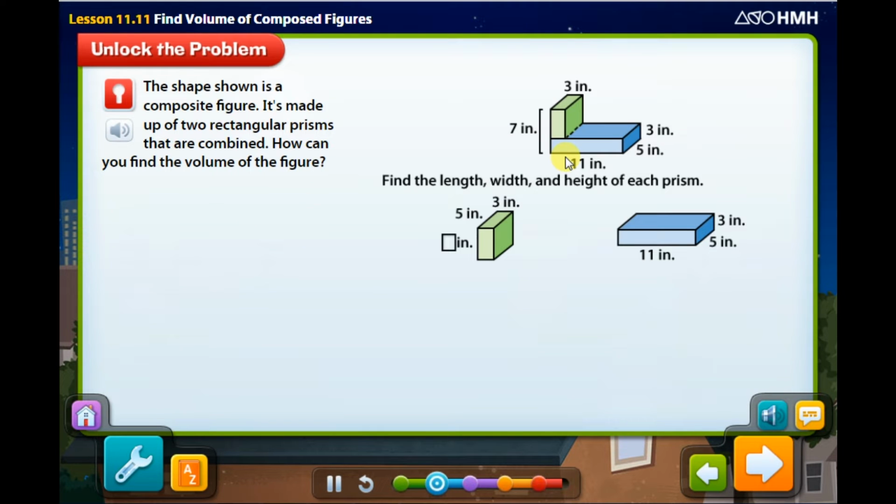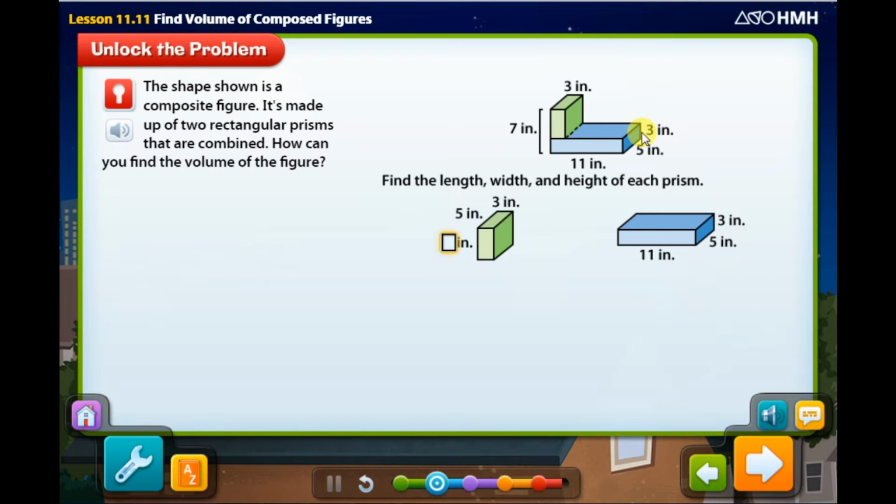Next, find the length, width, and height of each prism. You need to find the unknown height of the prism on the left. Think, the total height of both prisms is 7 inches. The other given height is 3 inches. Subtract the known height, 3 inches, from the total height, 7 inches.